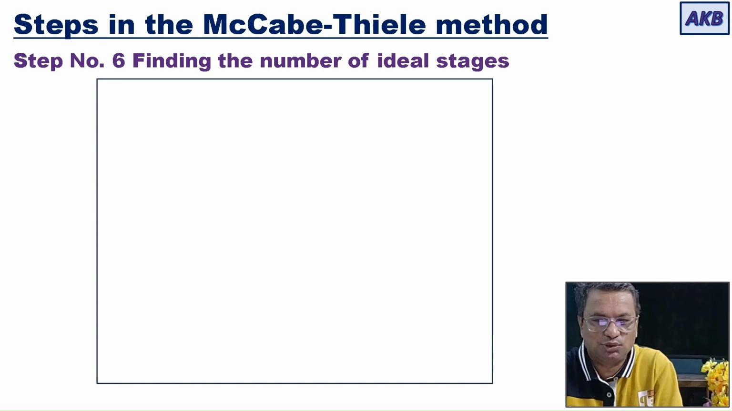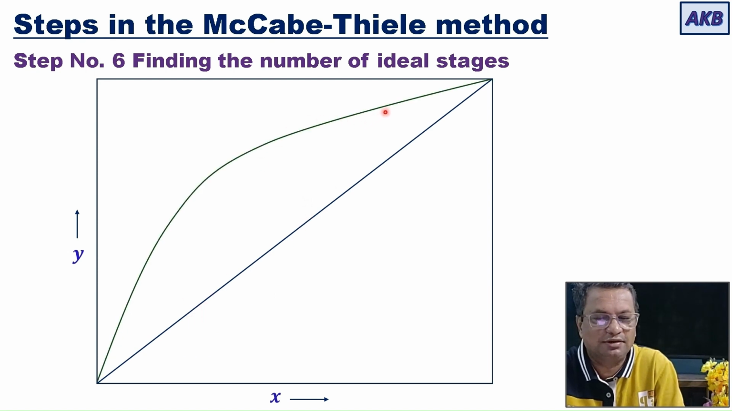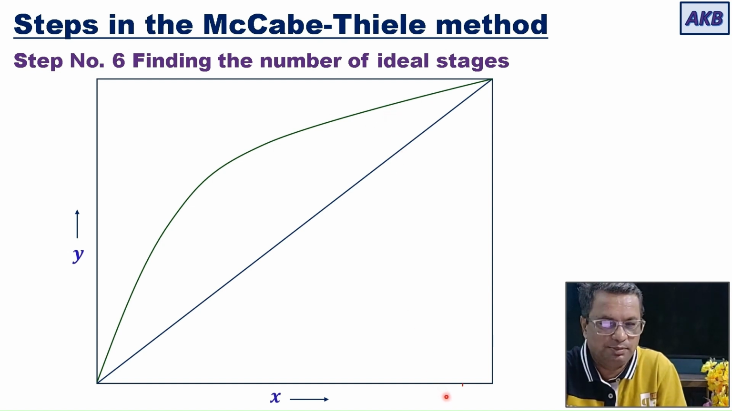So I will just show all the steps. First is plotting the distribution diagram, where X is plotted on the X-axis, Y is plotted on the Y-axis, and the diagonal line is drawn for reference, and then you have the resulting curve. That is the distribution diagram. The next step is drawing the rectifying section line.